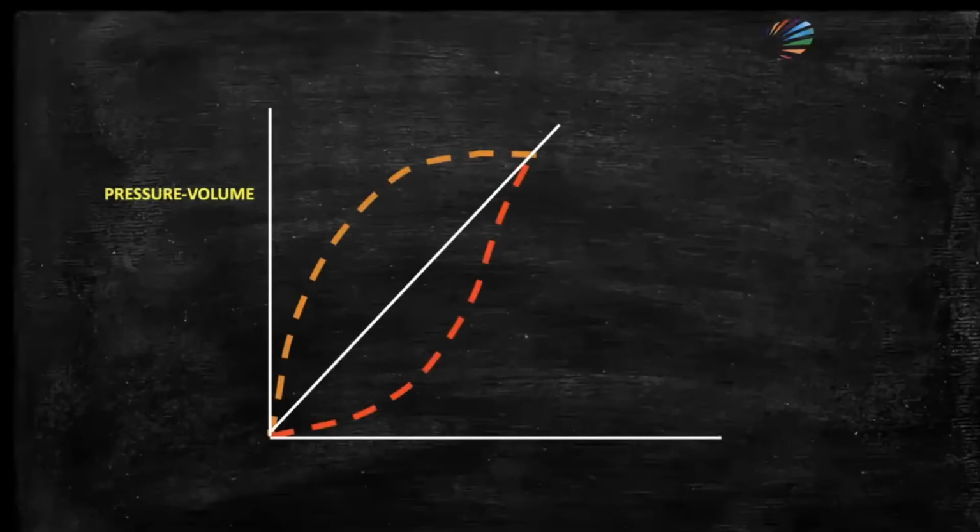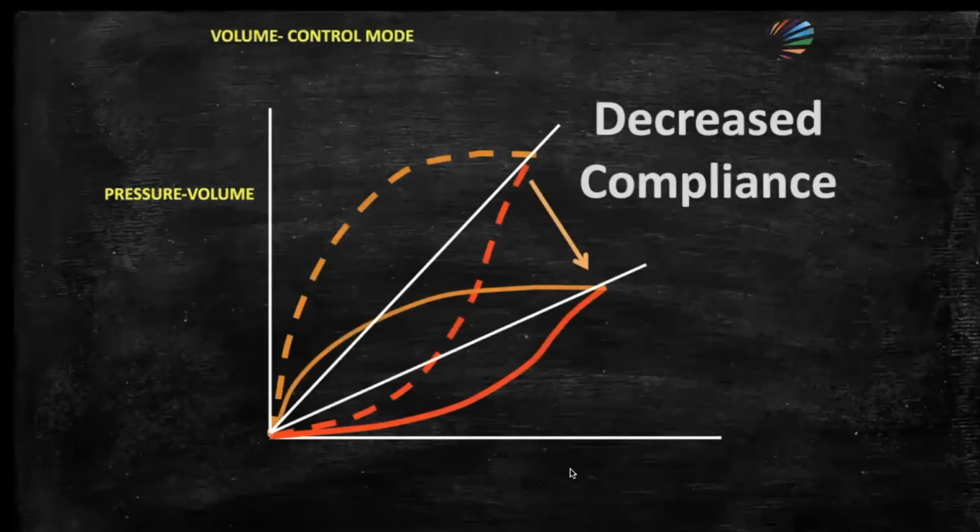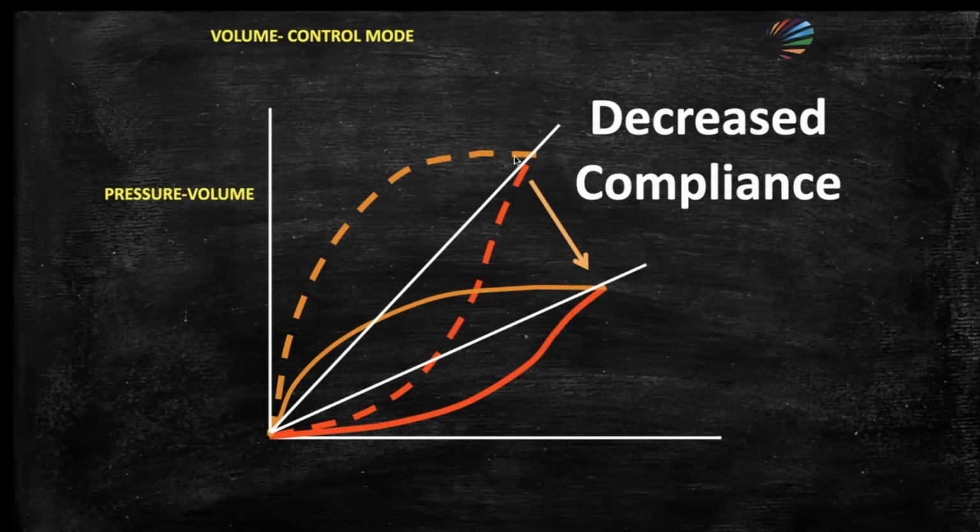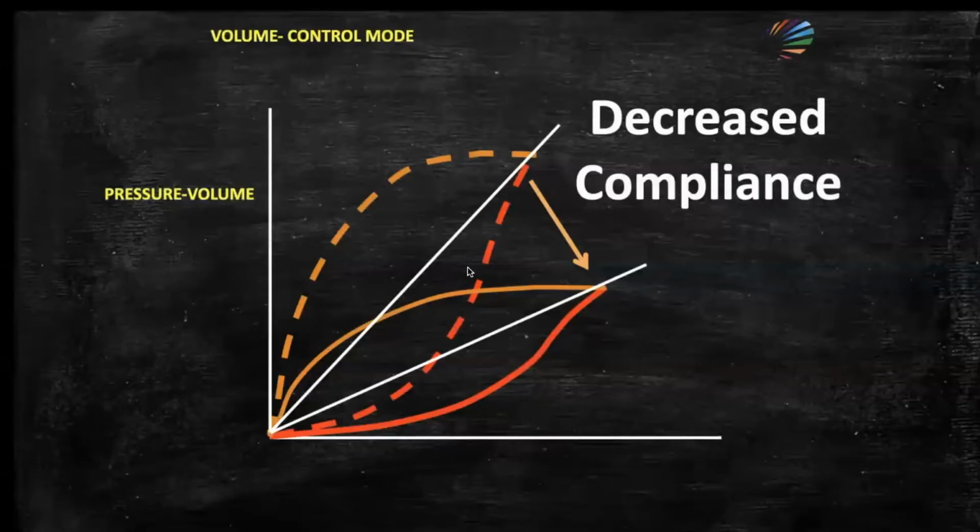And when there is a poor lung compliance, then this becomes more acute. In volume control mode, as I said, the compliance is assessed better in the pressure volume loop. In volume control mode, you will see this angle becoming more acute. It is going nearer to the x-axis.